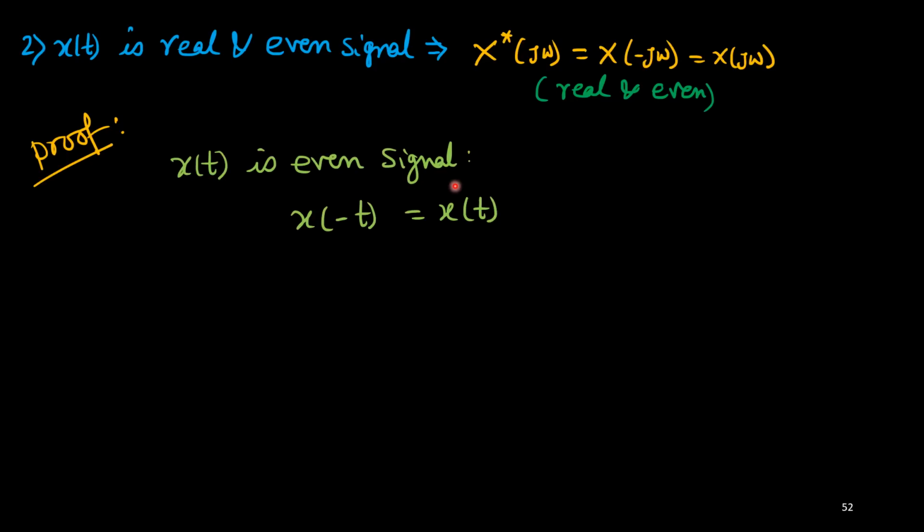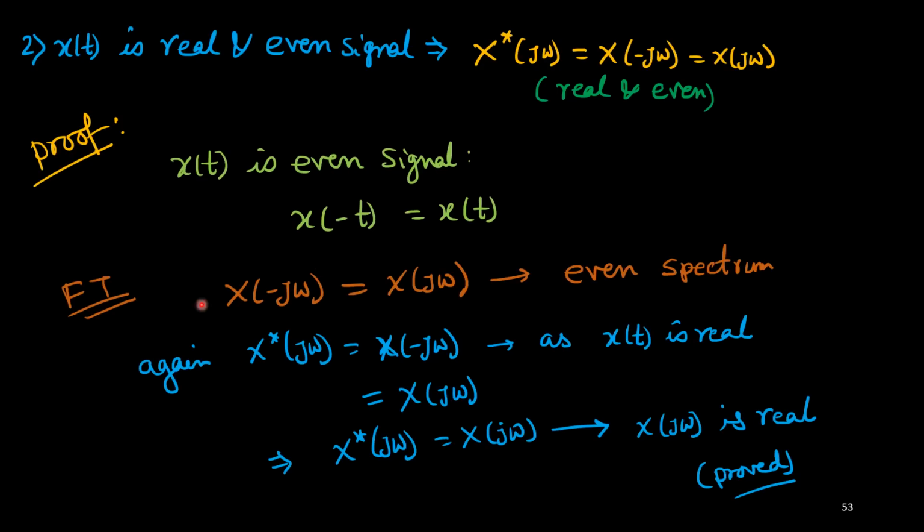x(t) is an even signal, we have assumed. So x(−t) equals x(t). Taking the Fourier transform on both sides, the left-hand side's Fourier transform will be capital X(−jω), because of the time reversal property we have considered. If I consider x(−t), its Fourier transform will be capital X(−jω) using the time reversal property. Now the right side's Fourier transform is X(jω). So X(−jω) equals X(jω). It implies that the function capital X is even, with even symmetry.